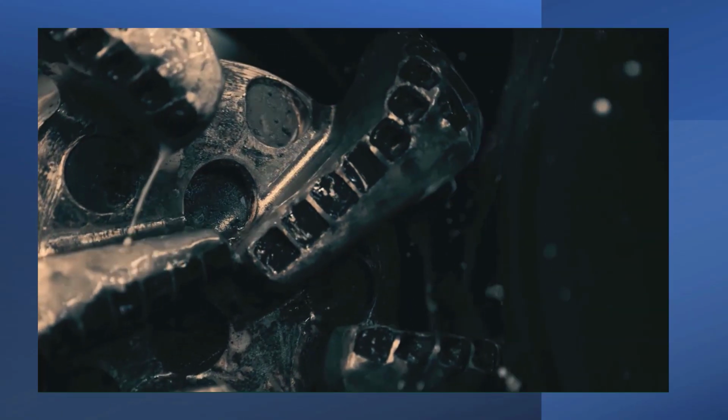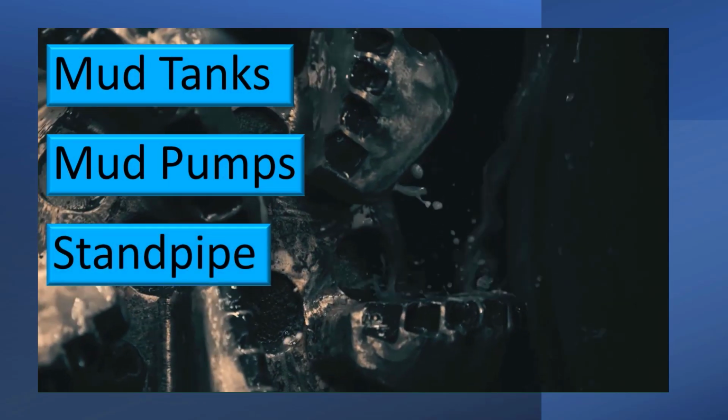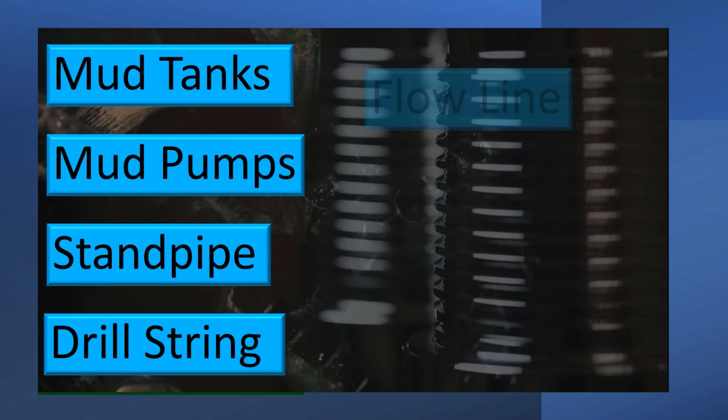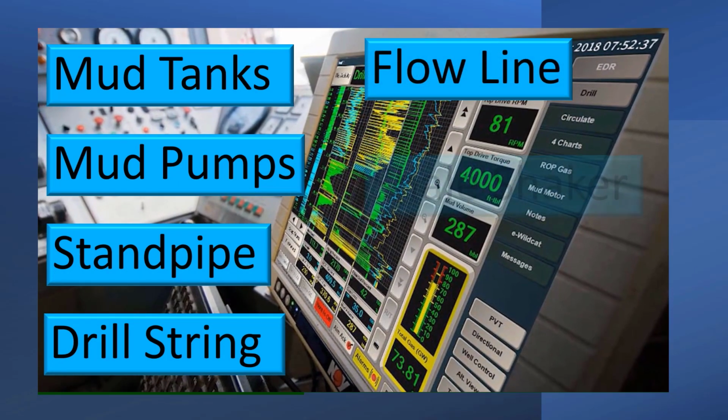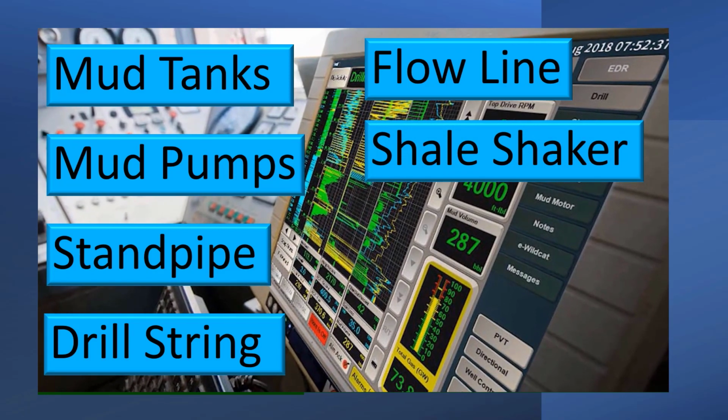What are the main components of a circulating system? They are: mud tanks, mud pumps, stand pipe, drill string, flow line, and shale shaker. Let us review the process in detail.